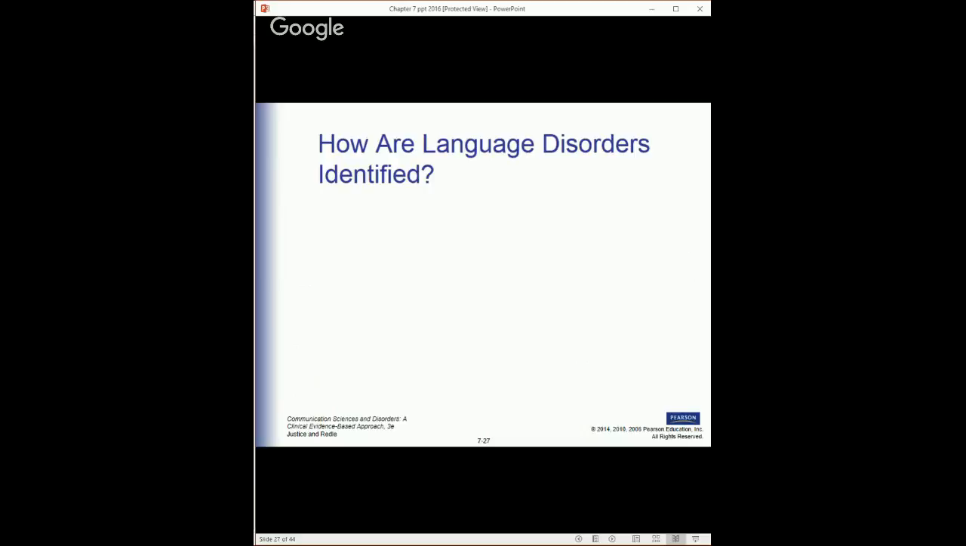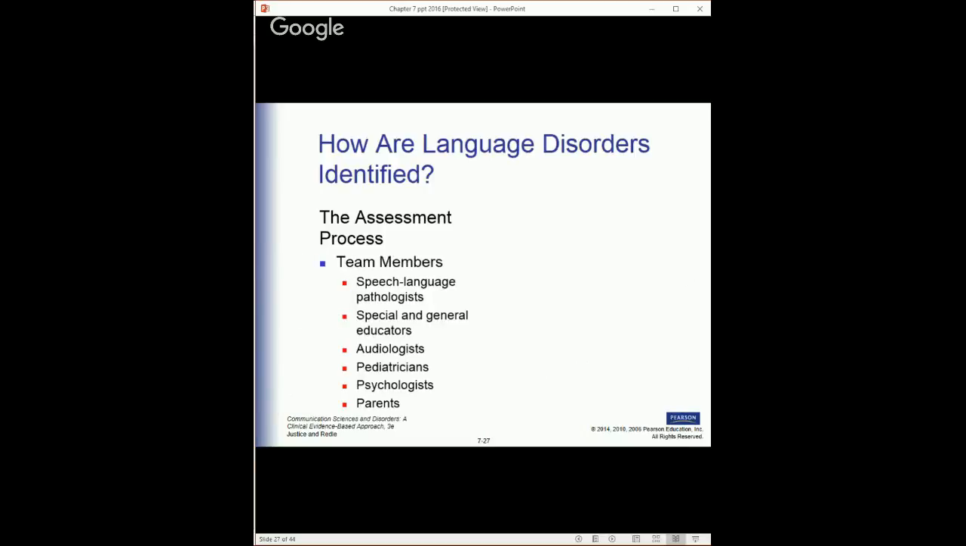How are language disorders identified? Well, first of all, through an assessment process. We've touched on that a little bit in an earlier chapter. Team members of this assessment process might include speech language pathologists, special and general educators, audiologists, pediatricians, psychologists, and certainly not last or least, parents.